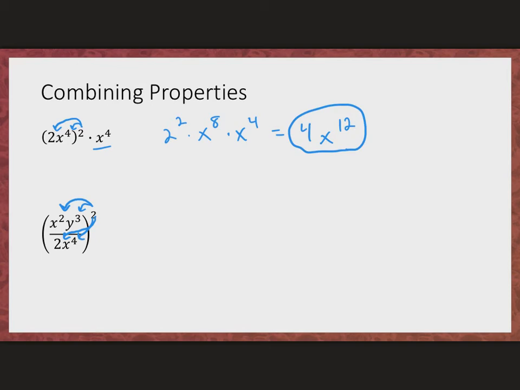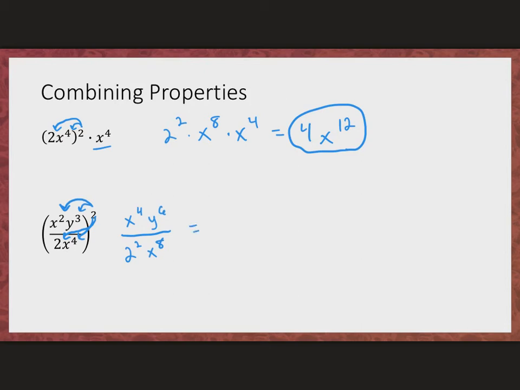So this becomes x squared is x to the 4th. Y to the 3rd squared is 2 times 3 is 6. Y to the 6th over 2 squared x to the 8th, because 4 times 2 is 8. So we just use the power of the power property, and now we can start simplifying this.